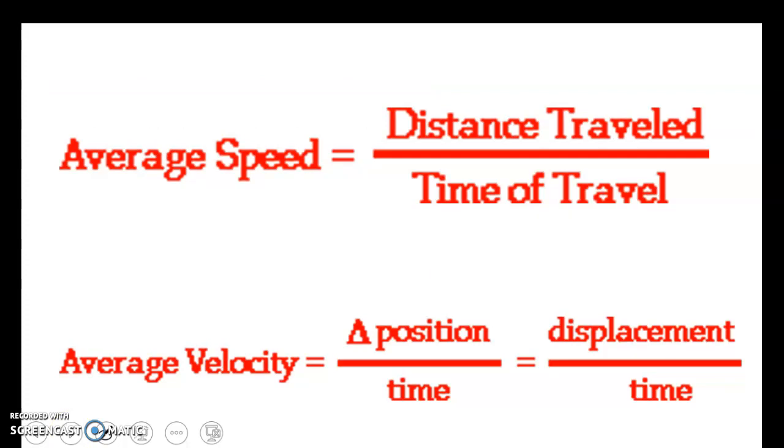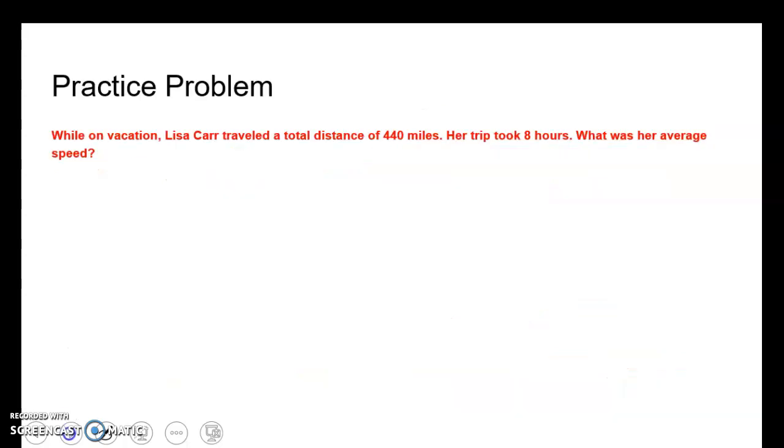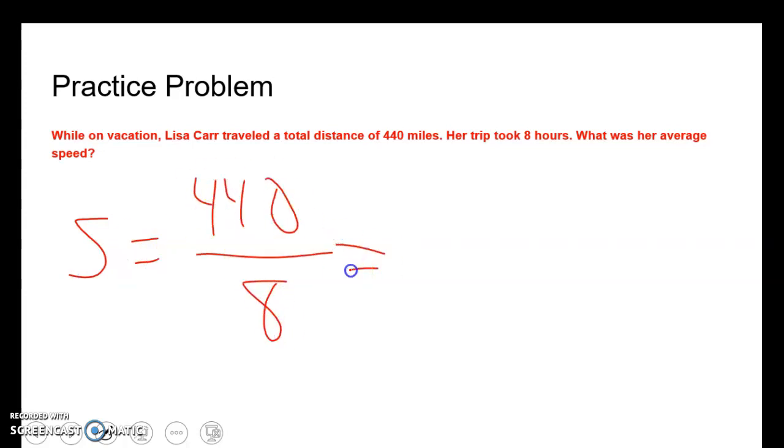So, average speed is distance over time: how far we travel, how long it takes to get there. Average velocity is displacement over time. And that's going to be important when we look at distance versus displacement. Remember, distance is how far you've walked, how much ground you covered. Displacement is from point A to point B. So, while on vacation, Lisa Carr traveled a total distance of 440 miles. Her trip took 8 hours. What was her average speed? Again, speed is distance traveled, 440 over 8. We do the math and we'll get our answer, which will be in miles per hour.